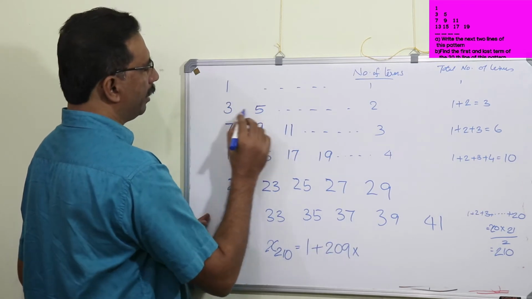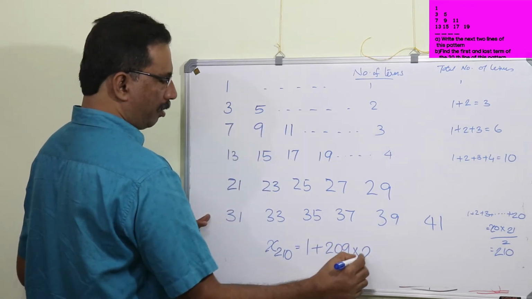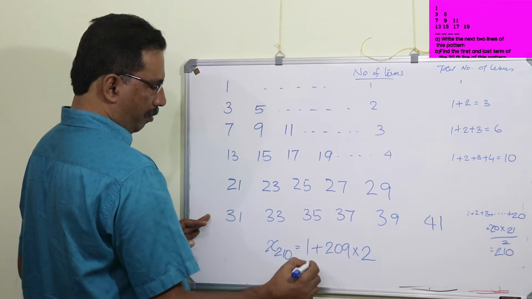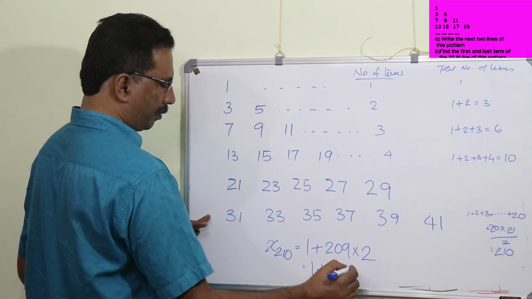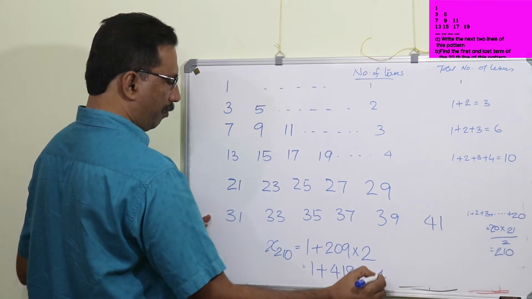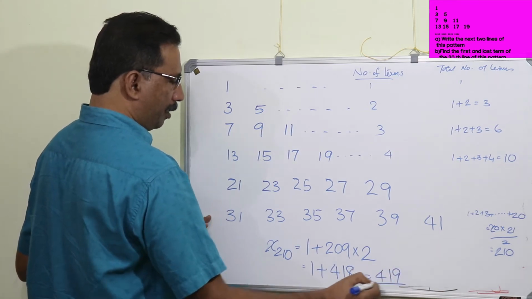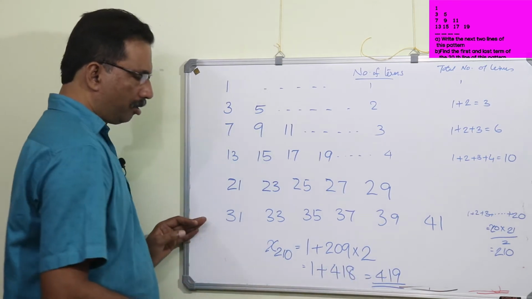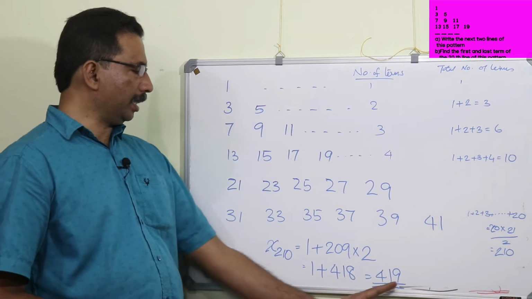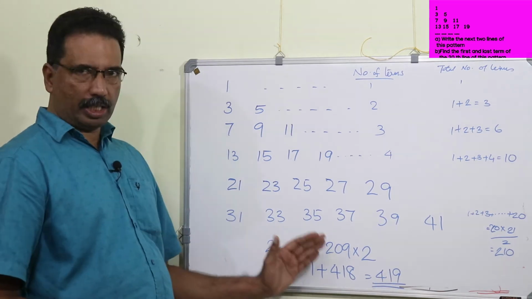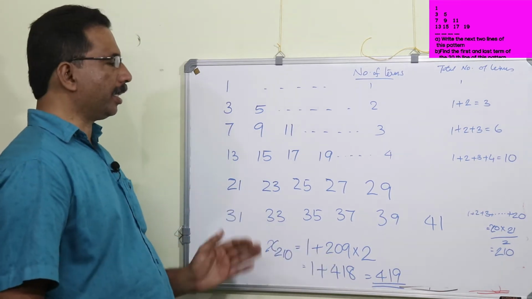കോമൺ ഡിഫറൻസ് എന്ന് പറയുന്നത് ഓഡ് നമ്പറിൻ്റെ സീക്വൻസ് ആണ്. അപ്പോൾ 2 × 209 + 1, 418 + 1, which is equal to 419. അപ്പോൾ 20th ലൈനിലെ ഏറ്റവും അവസാനത്തെ ആൾ 419 ആയിരിക്കും. ഇനി 20th ലൈനിലെ ഫസ്റ്റ് ടേം എങ്ങനെ കണ്ടുപിടിക്കും?